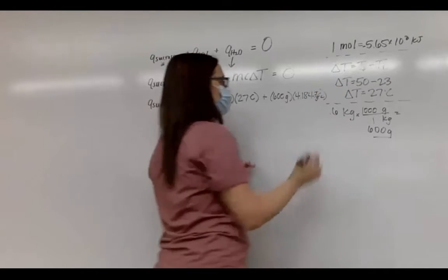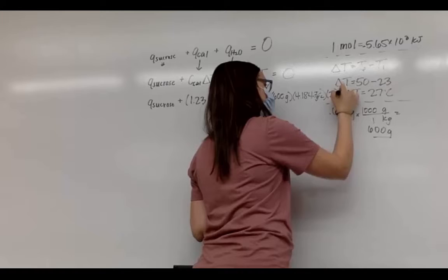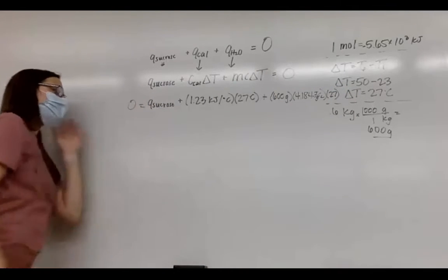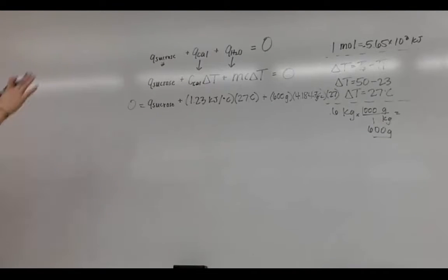4.184 joules per gram degrees Celsius. Delta T is 27 degrees Celsius. This entire thing equals 0. I just moved the 0 over because I ran out of space.